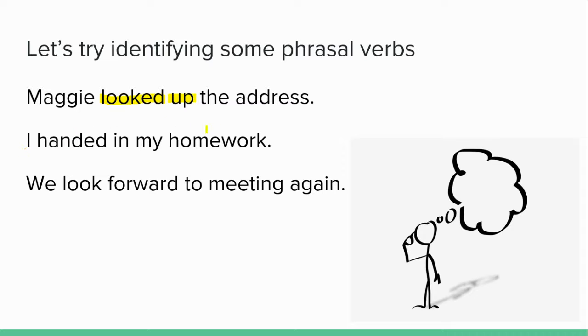Next, we have, I handed in my homework. I is the subject. What did I do? Handed. Handed in what? The homework. So we know that in goes with handed to make the phrasal verb. Finally, we have, we look forward to meeting again. We did what? Look. We look forward to meeting again. Here we have two pieces. We look forward is how we look, and to is a preposition working together to make a phrasal verb.